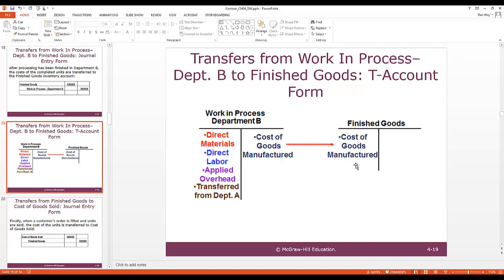for that same amount. If you recall from Chapter 3, our schedule of cost of goods manufactured helped us come up with a number for the cost of goods finished or manufactured in the period, and that's what that journal entry is representing. Right? A credit to the work in process for the last department the goods flowed through, and then a debit to finished goods for that same amount.